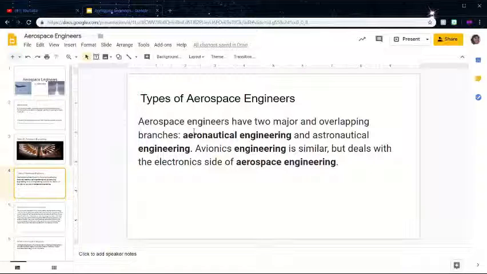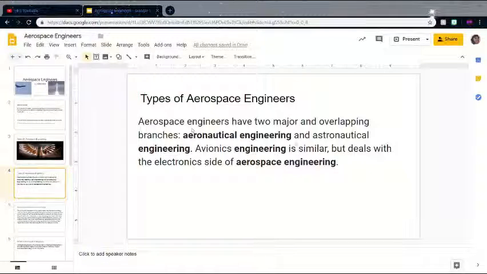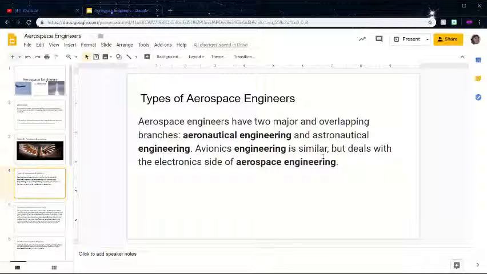Aerospace engineers have two major overlapping branches: aeronautical engineering and astronautical engineering. Avionics engineering is similar, but deals with the electronic side of aerospace engineering.